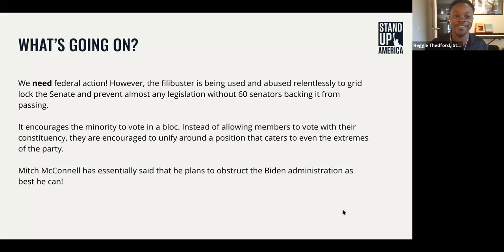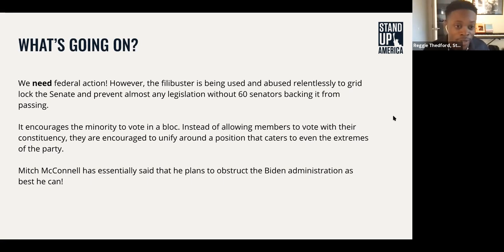All right, now we can go to the next one. Thanks, Aubrey. So this is why we need federal action. However, the filibuster is being used and abused relentlessly to gridlock the Senate and prevent almost any legislation without 60 senators backing it from passing. It encourages the minority to vote in a bloc instead of allowing members to vote with their constituency. They are encouraged to unify around a position that caters to even the most extreme parts of the party.